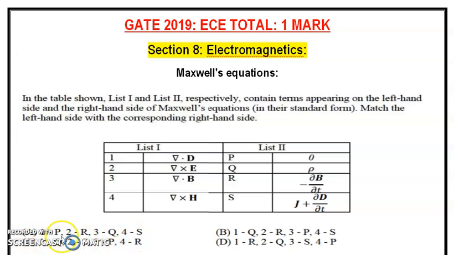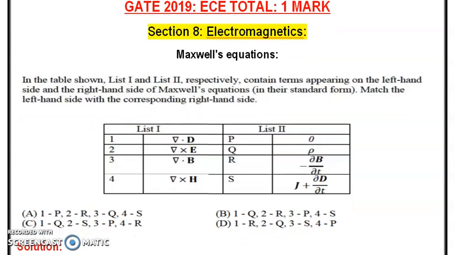In A, 1P, 2R, 3Q, 4S. In B, 1Q, 2R, 3P, 4S. In C, 1Q, 2S, 3P, and 4R. And in D, 1R, 2Q, 3S, 4P. So let us see the first one, that is divergence D.